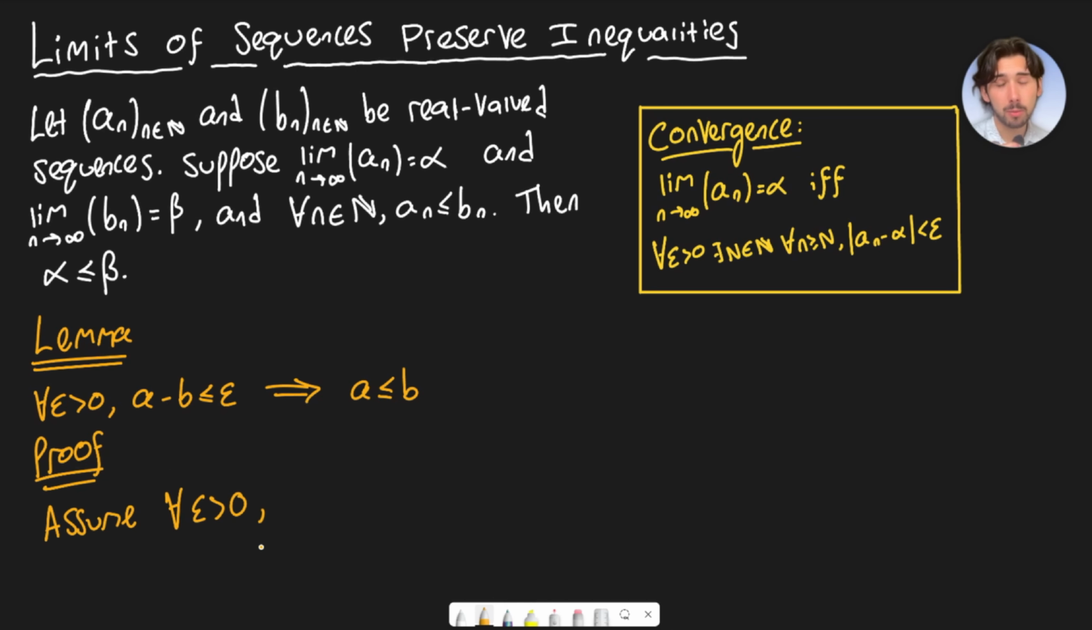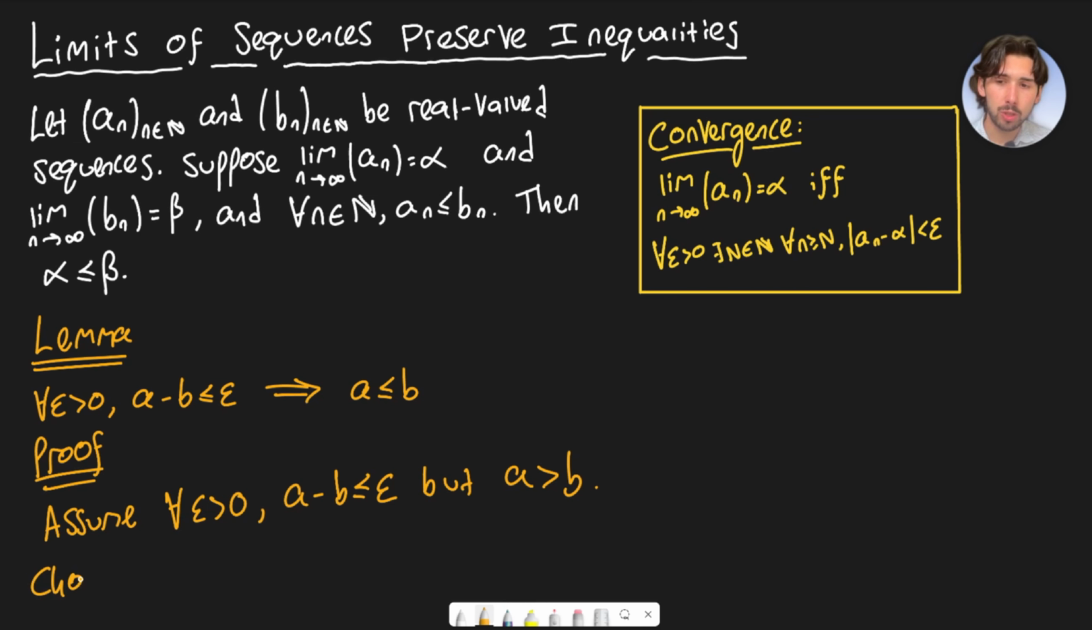So because we're doing a proof by contradiction, we're going to start off by assuming that for all epsilon greater than 0, a minus b is less than or equal to epsilon, but a is not less than or equal to b. A is bigger than b. And we want to see if we can come up with a contradiction from here. And it's going to be nice and simple. There is a trick that we need to use.